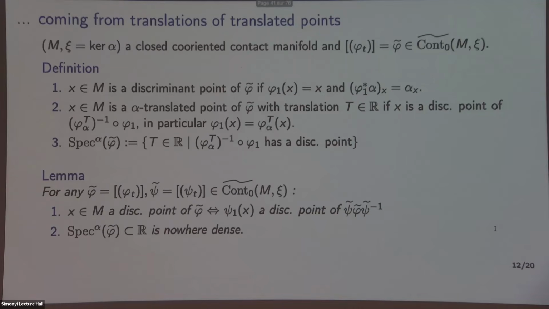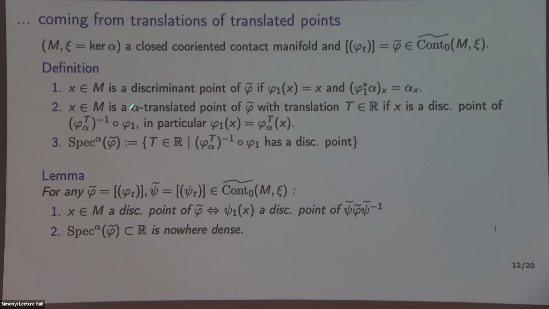And so why maybe we call it spectrum? Let's say a good reason maybe is that the spectrum is nowhere dense. Okay, maybe you could expect that the spectrum would be discrete. It's not always the case. It's not always discrete, but at least it is nowhere dense.